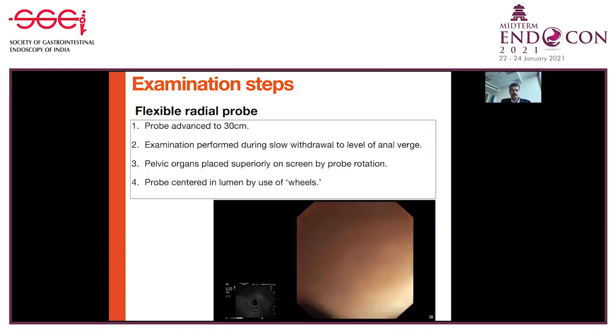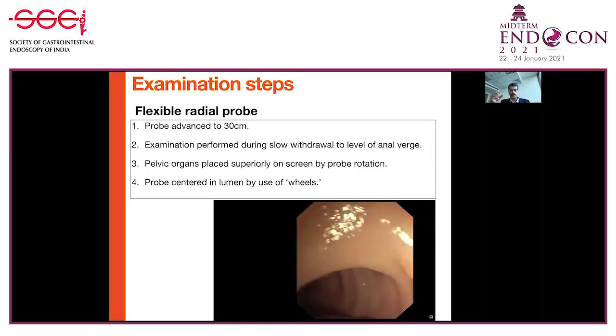And the examination is begun by looking at the normal vascular landmarks. So at 30 centimeters, you are into the sigmoid colon, and you see the bowel loops around, and there are no identifiable structures. So the imaging is done by slow, controlled withdrawal, and the first recognizable landmarks are vascular, and I will just show you those. The probe is centered in the lumen by the use of the big wheel and the small wheel.